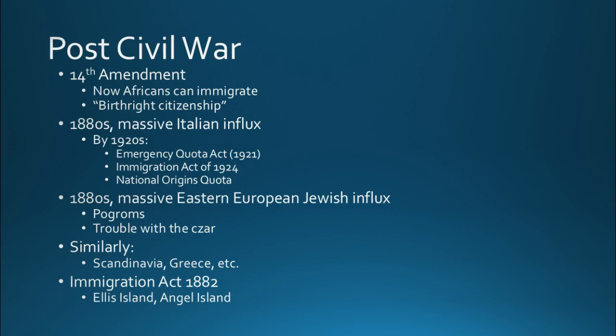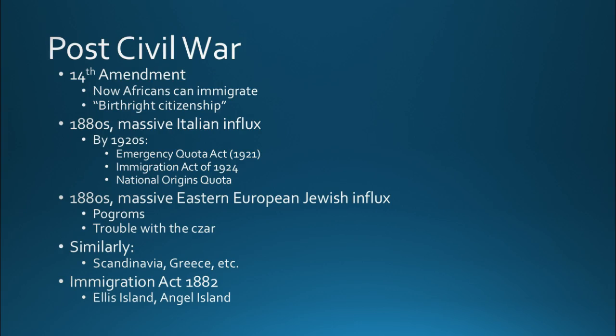Similarly, I won't get into all the stories on all of them. Scandinavia, so you have late 1800s, you have a large number of immigrants from Norway, Finland, Sweden. They come over. There's a lot of political upheaval up there, and really a series of economic problems up there. Greece, and so on. This gets you to the Immigration Act of 1882.